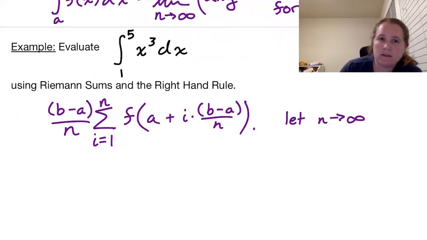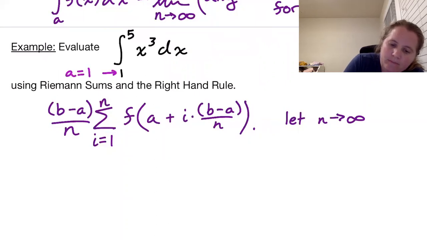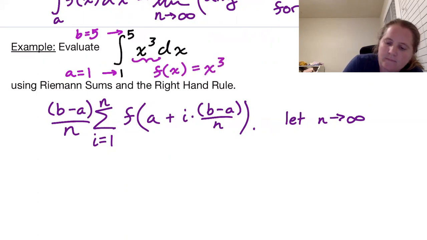So in this equation or setup, this is my a is equal to 1, b is equal to 5, and my f of x is x cubed. So we have b minus a is 5 minus 1, or 4.